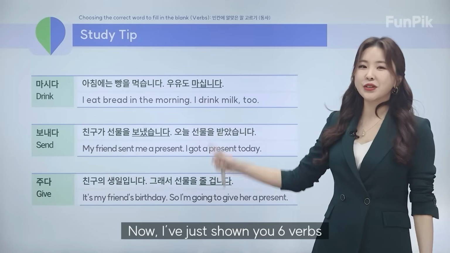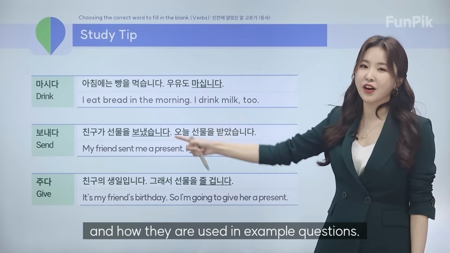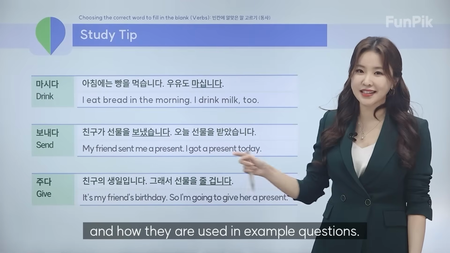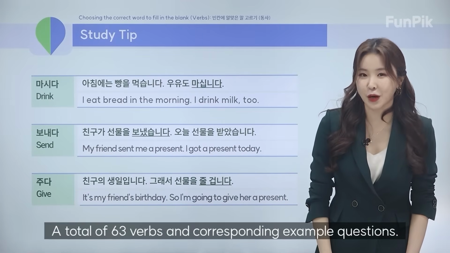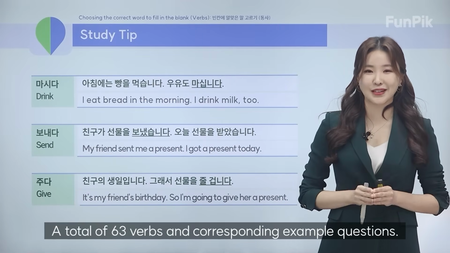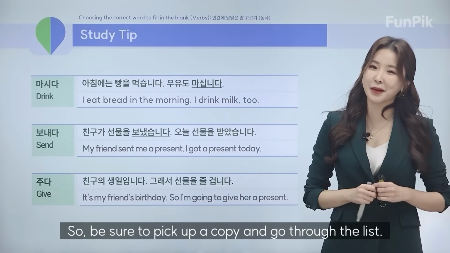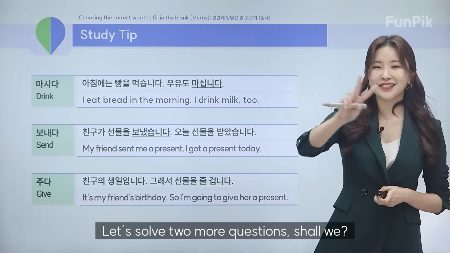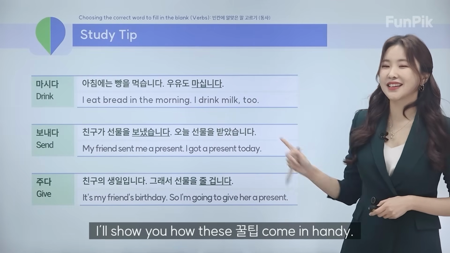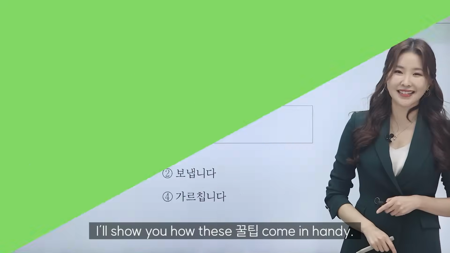Alright, now I've just shown you 6 verbs and how they are used in example questions. But in our textbook we have many, many more, a total of 63 verbs and corresponding example questions. So be sure to pick up a copy and go through the list. Okay, let's solve 2 more questions, shall we? I'll show you how these 꿀tips come in handy.